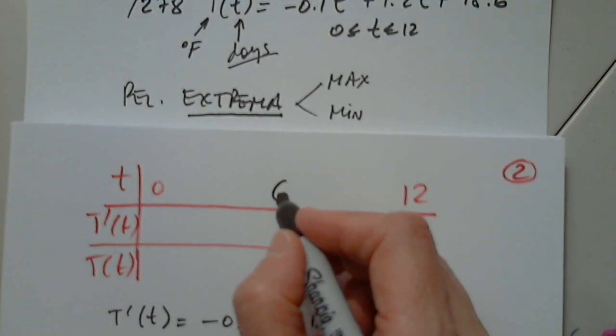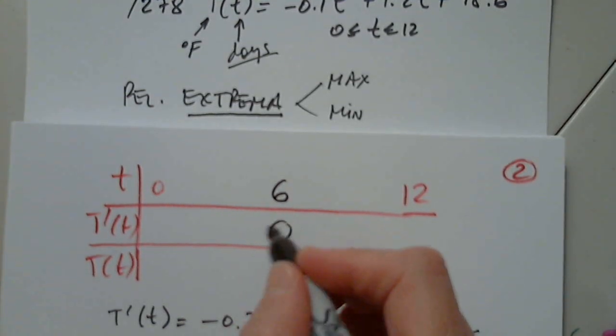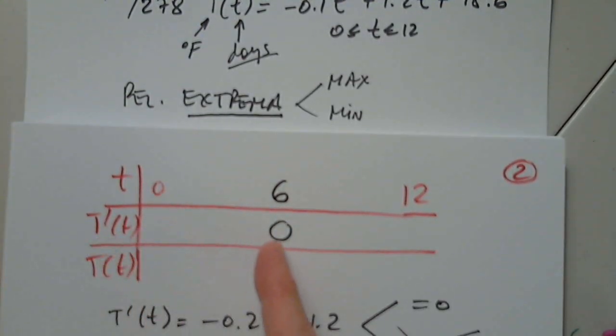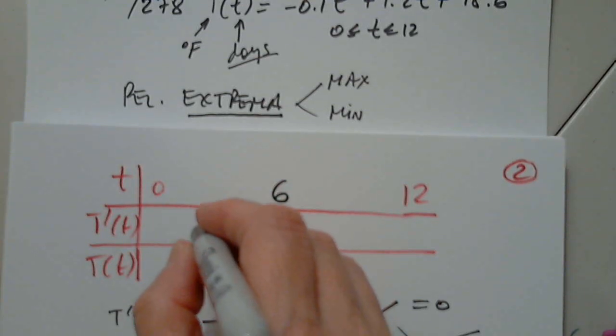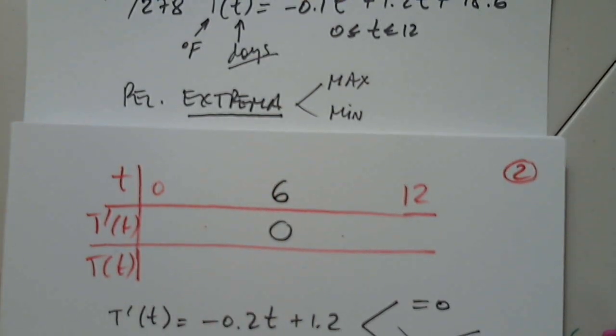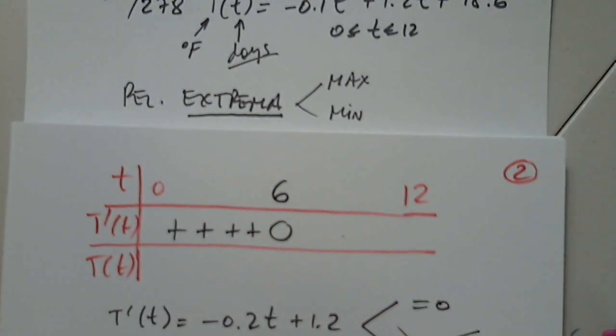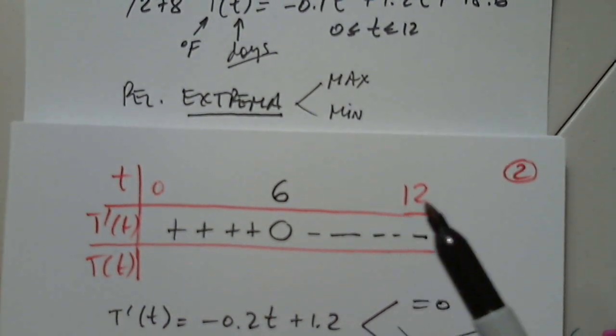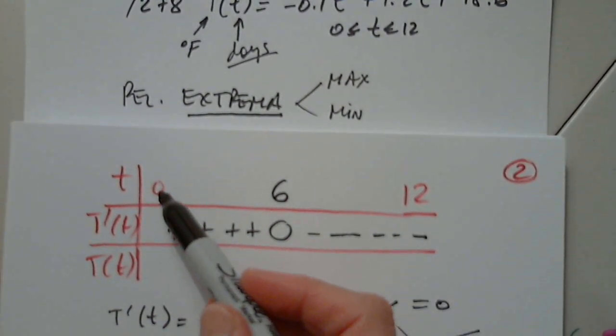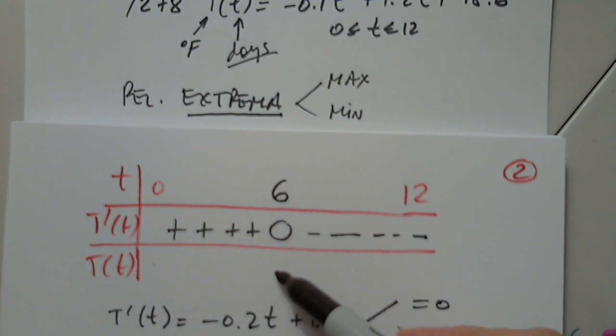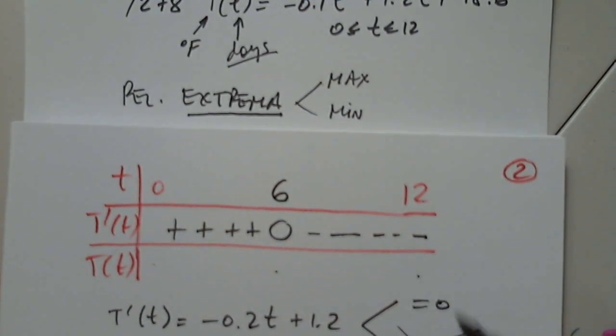So I put the 6 in the table. I put 0 immediately for t prime right here. And now I have to study the sign left and right. When I plug in 0 in the derivative, I get positive. When I plug in 10, I get -2 plus 1.2. So this is negative. At the next step, I have to plug in 0 in the function. I have to plug in 6 in the function. I have to plug in 12 in the function.